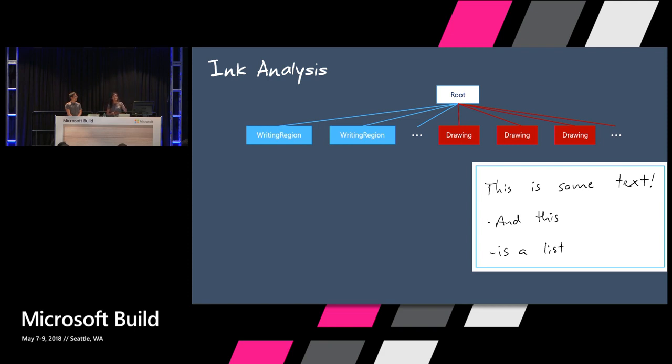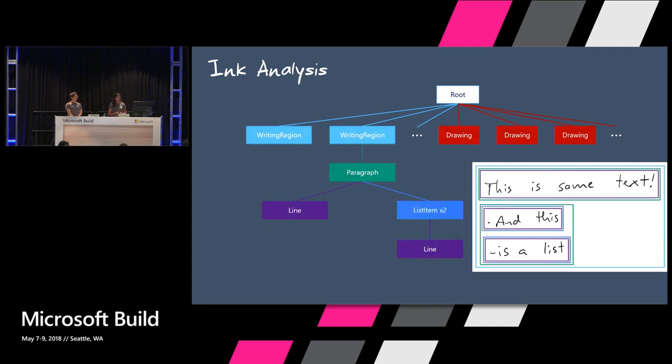But we can go even further to collect more metadata. With the layout analysis, you're able to create a tree-like structure and understand the children and parent nodes of your ink on the screen. Now, let's keep looking at this example here. We're able to see that there are 2 paragraph items within that writing region. And of those paragraph items, we have 3 line items. And we can even tell that the bottom 2 are list items because there are bullets in front of them.